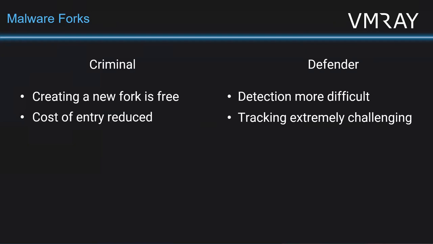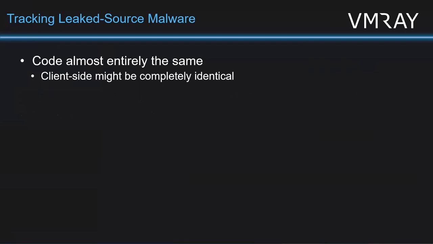And the biggest impact is that tracking it gets extremely challenging now. The reason it's challenging is that the forks have almost entirely the same source code. Sometimes the client side might even be completely identical, and it's possible that the forks only change the server side of the malware or the panel that is visible to the attacker. It also happens that the information that is available from open sources is inconsistent, which is very understandable. So tracking these different variants of leaked malware is very challenging. It happens that blogs and papers and especially Twitter call these samples by different names and group them very differently.